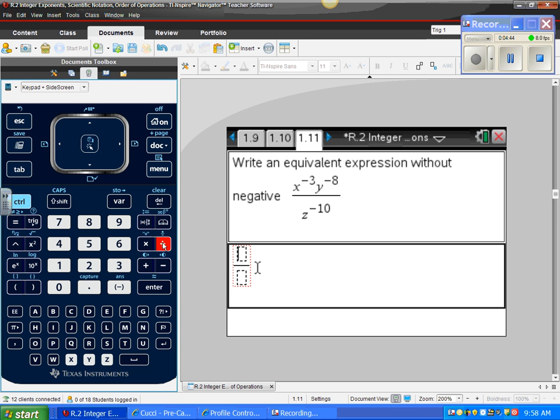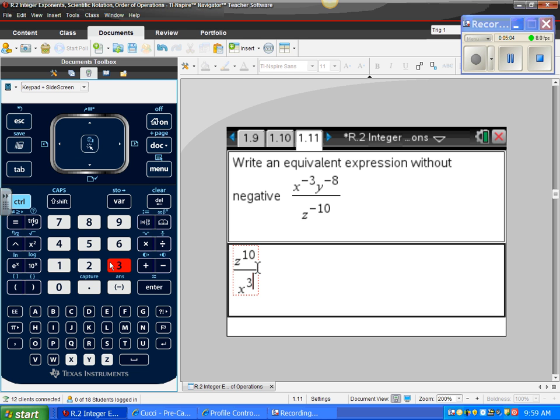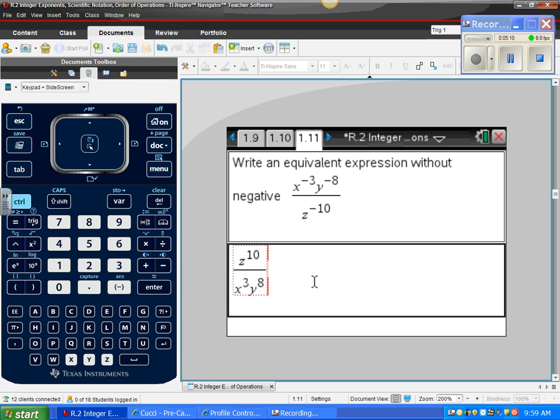Where are we going to put y to the negative 8th? And where are we going to put z to the 10th? Well, x to the negative 3rd, if we want to make it a positive 3rd, is going to go in the denominator. Same thing with y to the negative 8th. And that z to the negative 10th is going to come up. So let's put z to the 10th in the numerator, x to the third in the denominator, as well as y to the eighth. And we have our new expression, z to the 10th divided by x cubed y to the 8th.